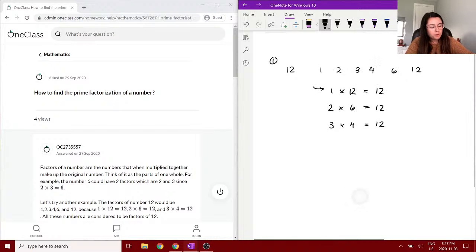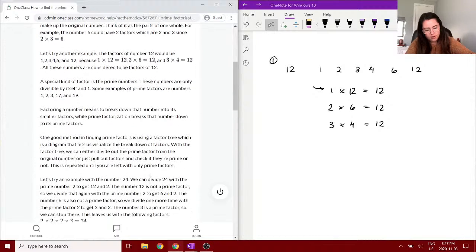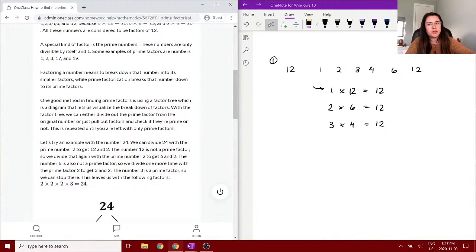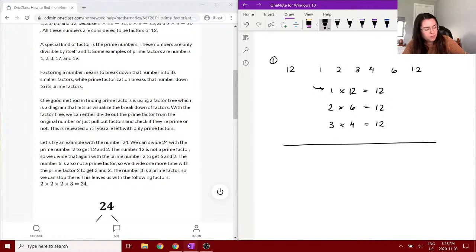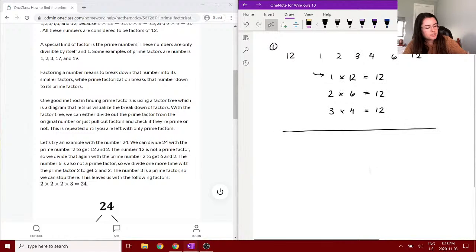Okay? So a prime number is a number that can only be divisible by itself and 1. And the prime factors, I'll show you here, are when you take a number such as 12. The prime factors of 12 would be 1, 2, and 3, because those are only divisible by themselves and 1.